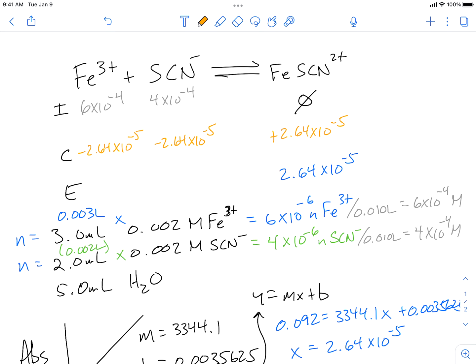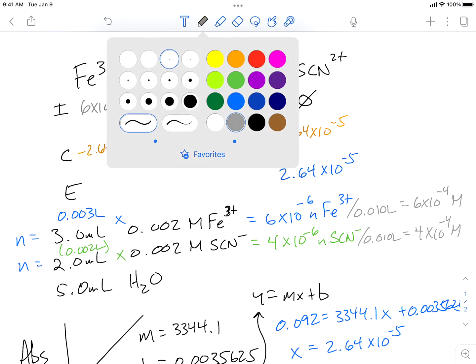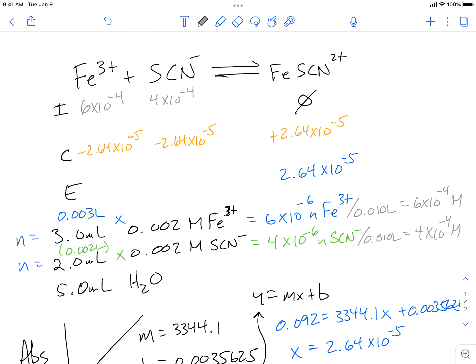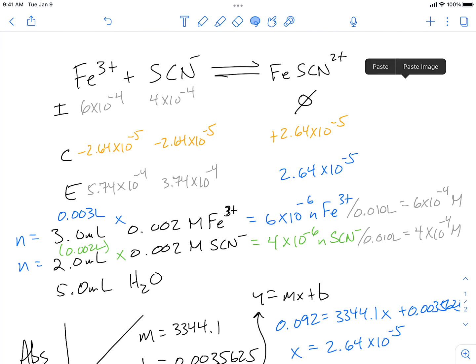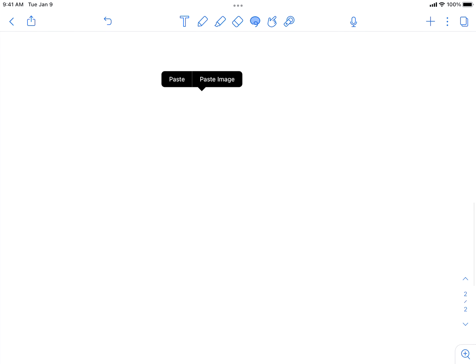When we do our subtraction here, our equilibrium concentration for the iron is going to be 5.74 times 10 to the minus 4, and 3.74 times 10 to the minus 4 for the thiocyanate. Now that we have these values at equilibrium, we can plug them into our equilibrium expression. So I can have a clean place to work, let's copy that and repaste it down here.